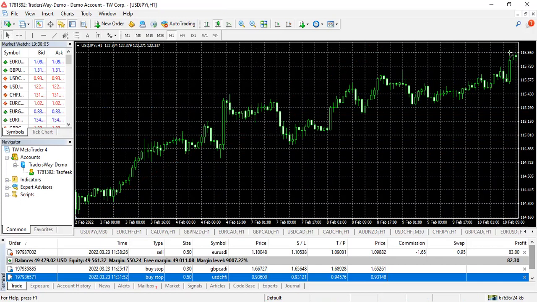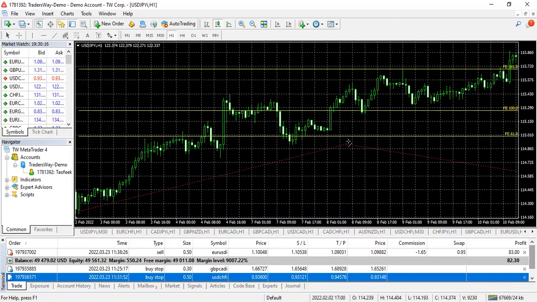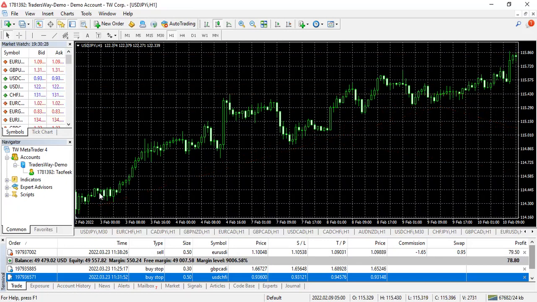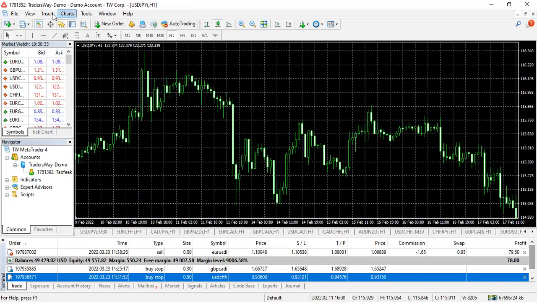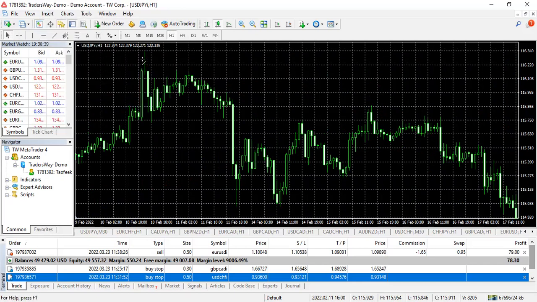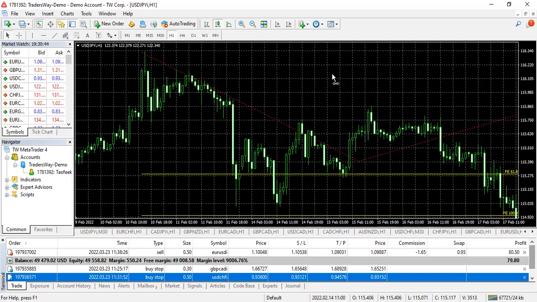you are going to take it from here. If it is an uptrend expansion, you are going to take it from swing low to swing high. But if it's a downtrend for expansion, you are going to take it from swing high to swing low. So that is on that.